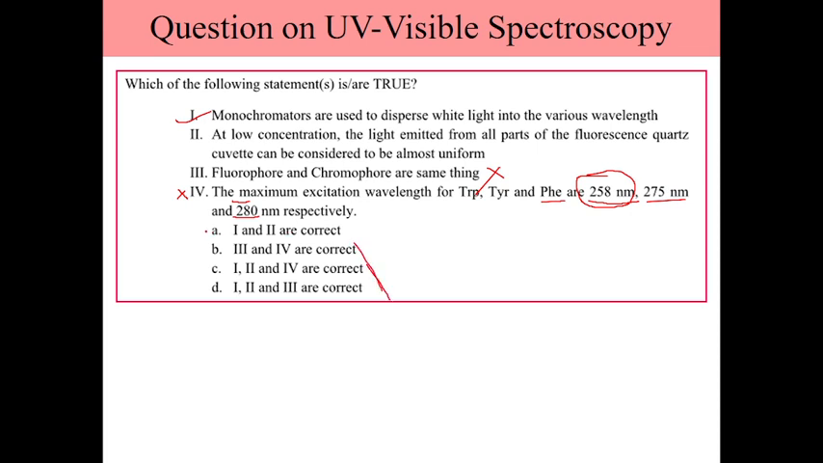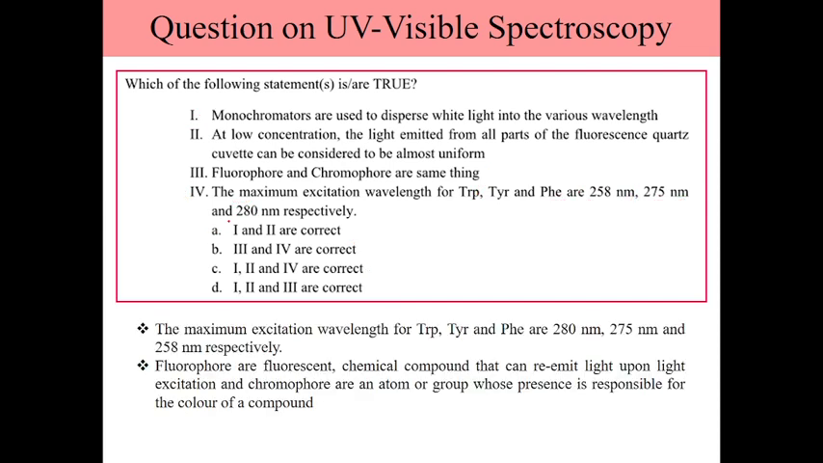So we are left with 1 and 2. Let's see what is the answer. The maximum excitation wavelengths they have given are for these respectively, so just the order is changed. Fluorophores are fluorescent chemical compounds that can re-emit light upon excitation. We learnt about fluorophores just a few slides back. And chromophores are an atom or group whose presence is responsible for the color of a compound. So a chromophore actually absorbs light and then it gives out light of a different color.